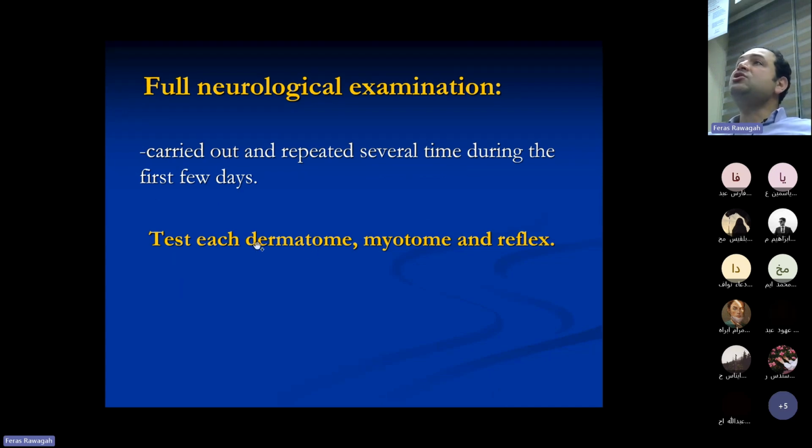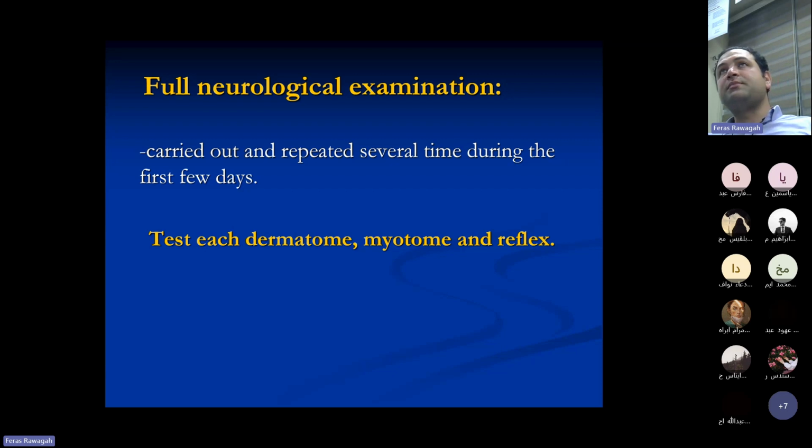You should examine each dermatome, each myotome, and each reflex if you suspect spinal cord injury in order to determine the level of the injury, for example. Remember something, that the spinal cord level of injury, this is the spinal cord segment, is not equal to the vertebral body level. Remember again, you know that the spinal cord is shorter than the spinal column. The spinal cord ends at the level of L1.